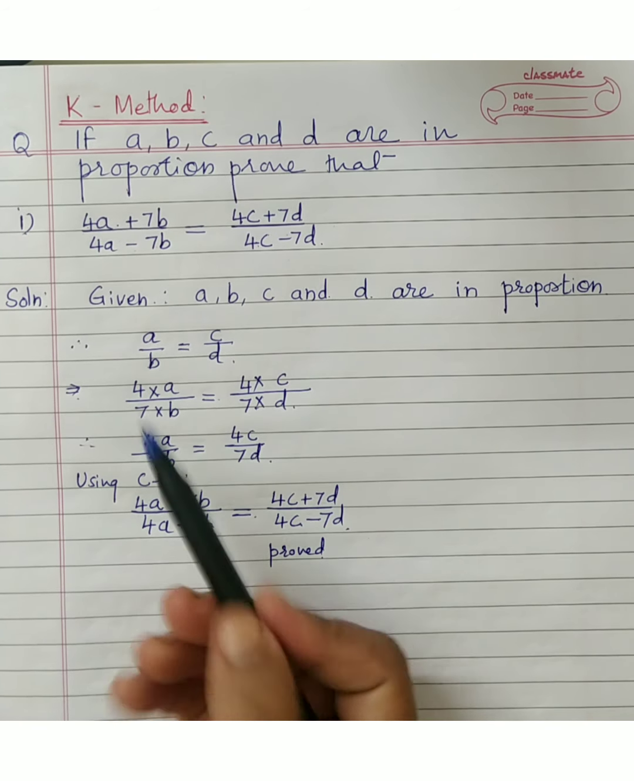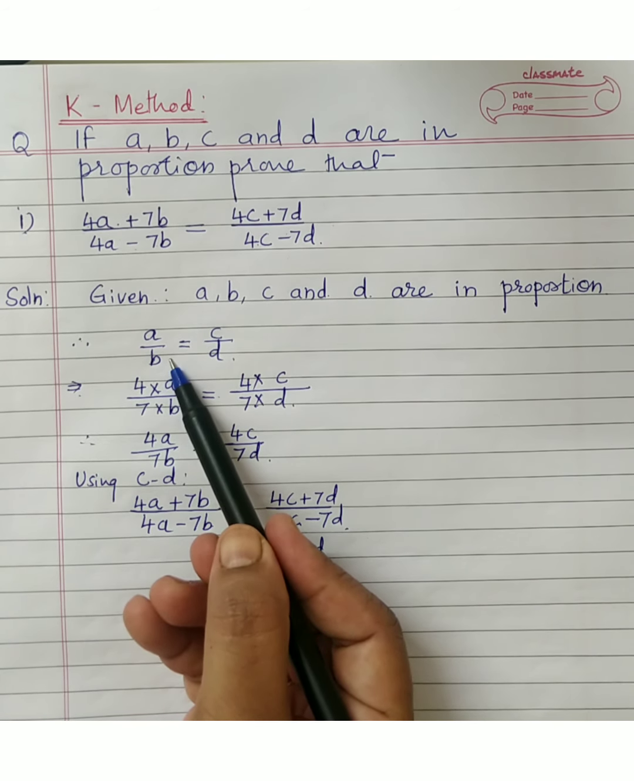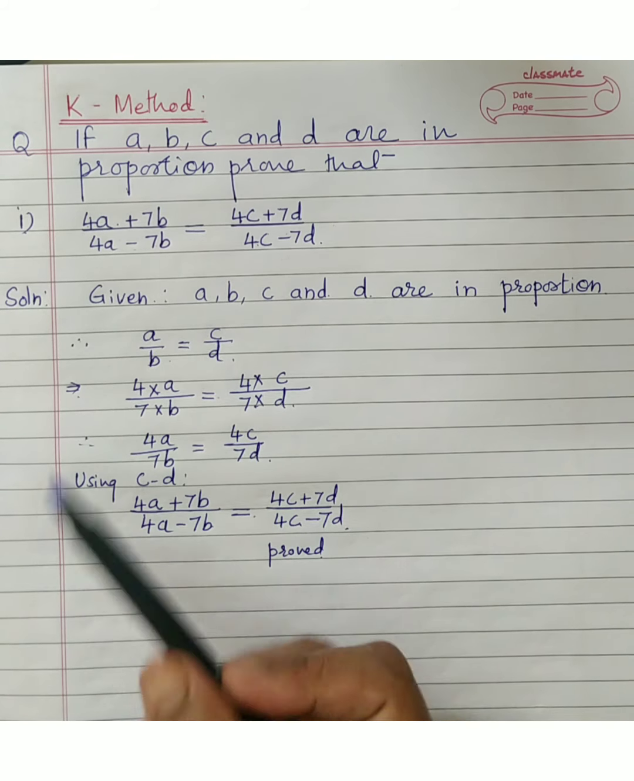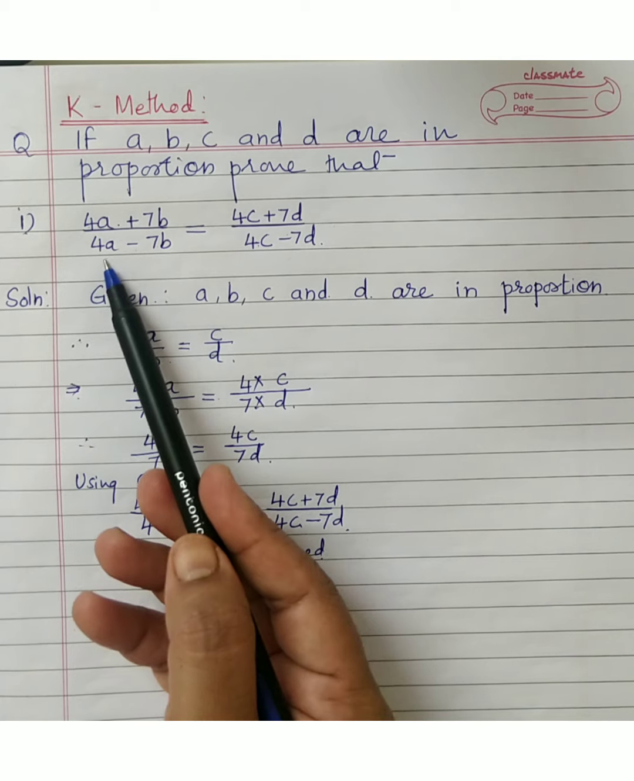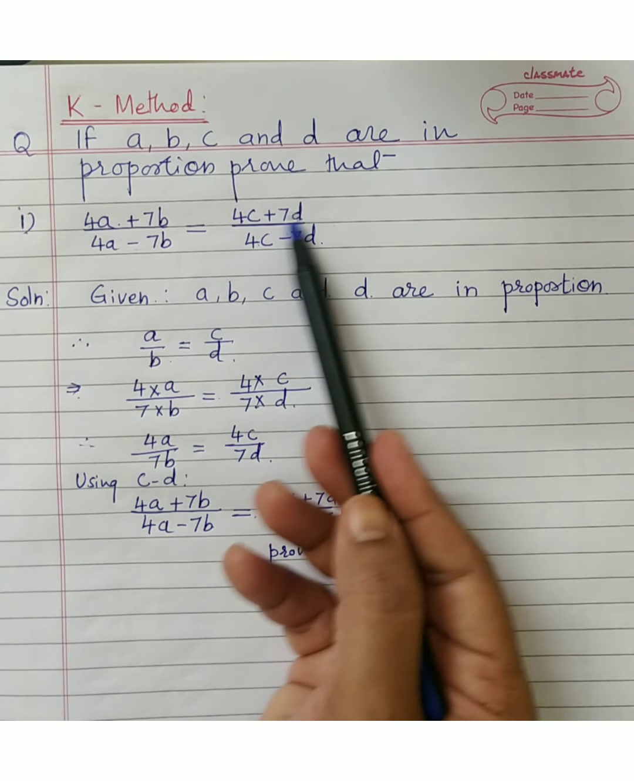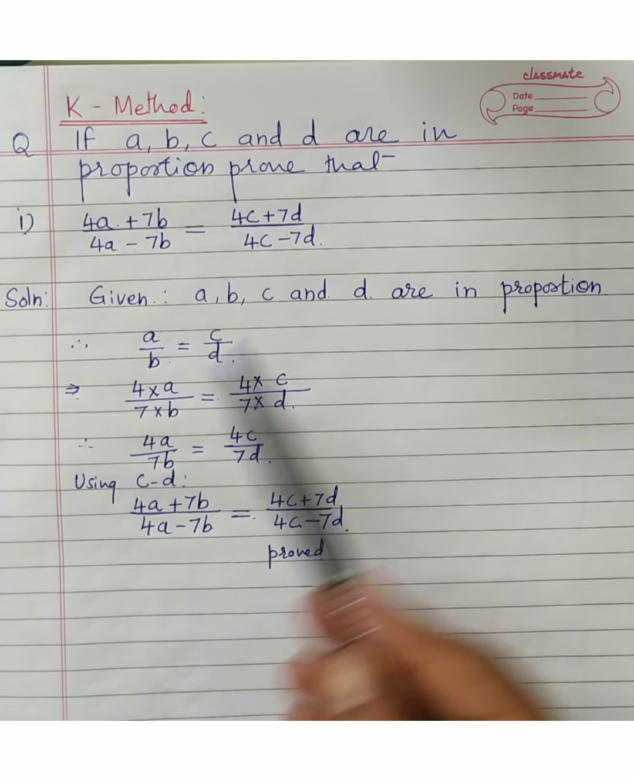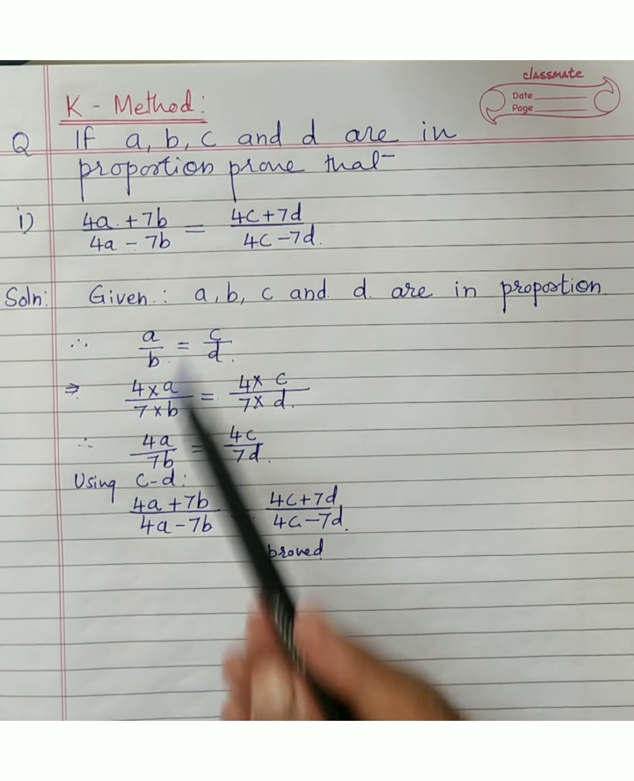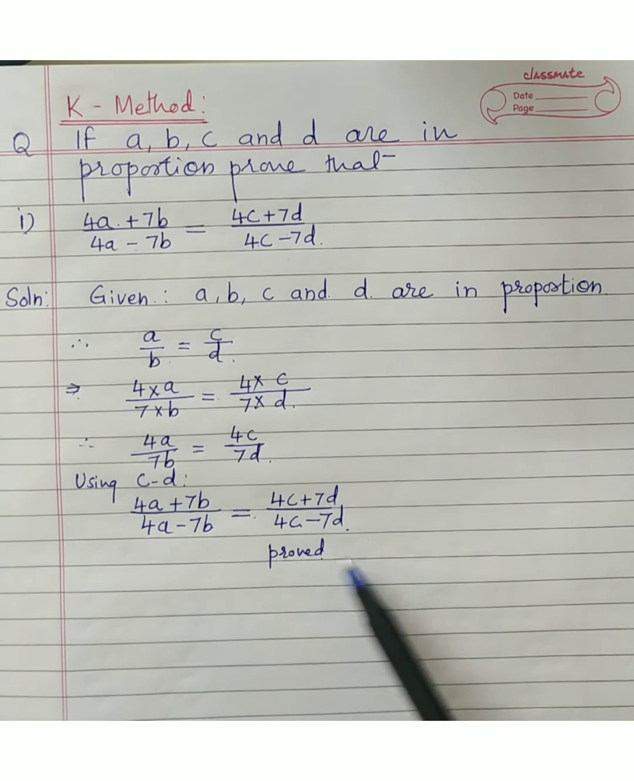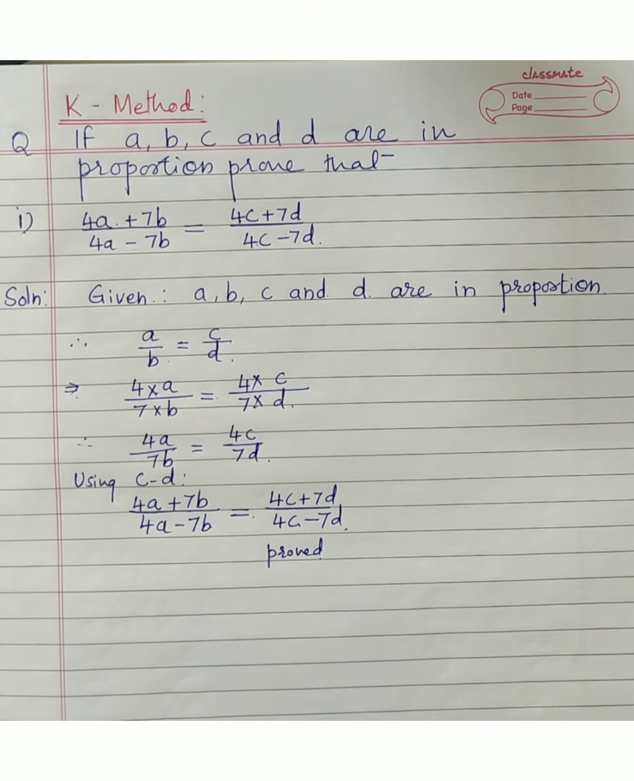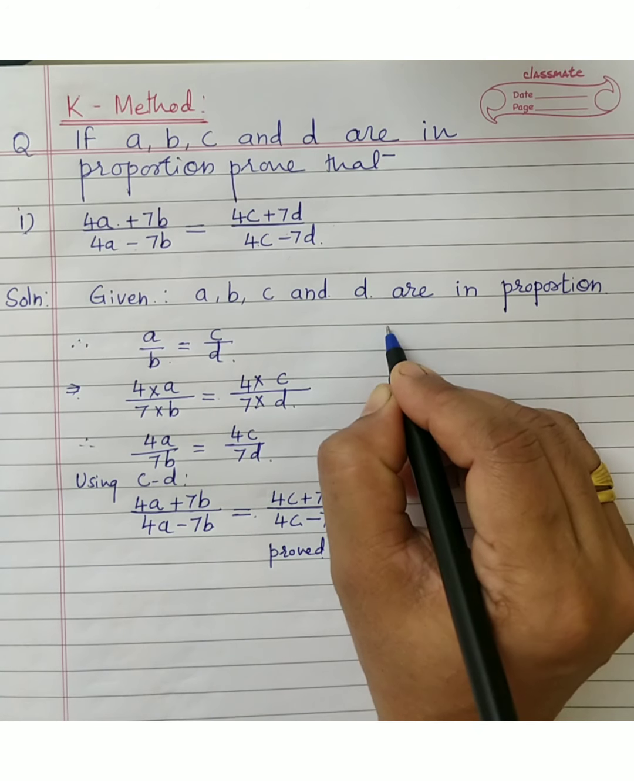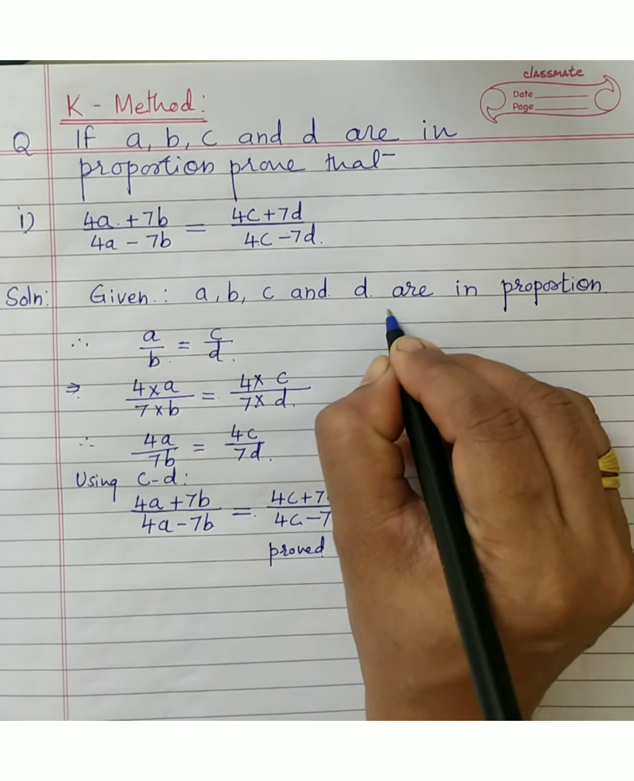Remember, what is given to us, we always have to proceed with that. You have done the opposite kind of questions also, where 4a plus 7b upon 4a minus 7b equals 4c plus 7d upon 4c minus 7d is given and you have to show that a, b, c, d are in proportion. Then you would have started with componendo dividendo again and got the answer. So remember what is given and what you have to prove. Now the same sum I will show you by the K method.